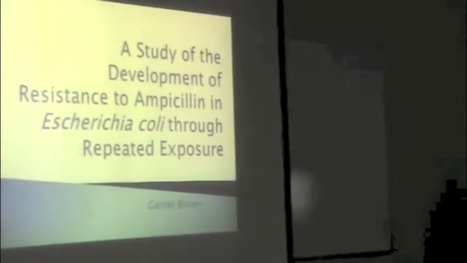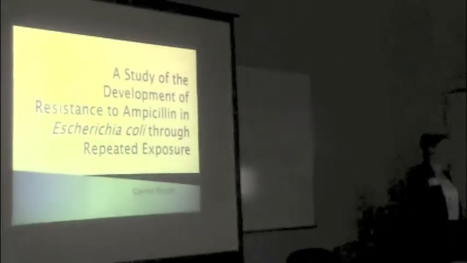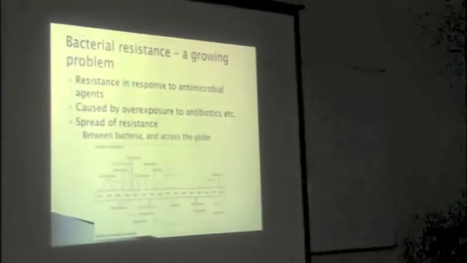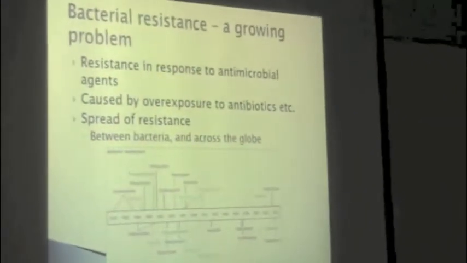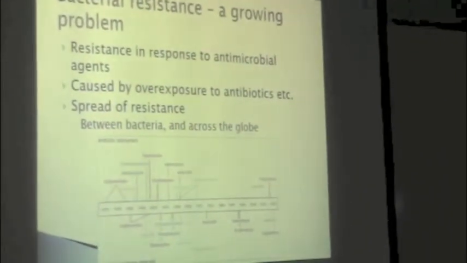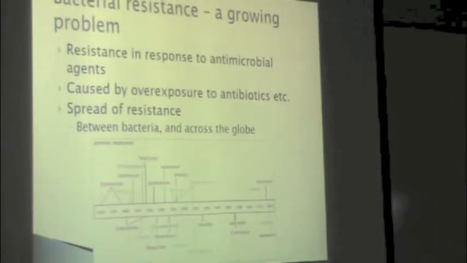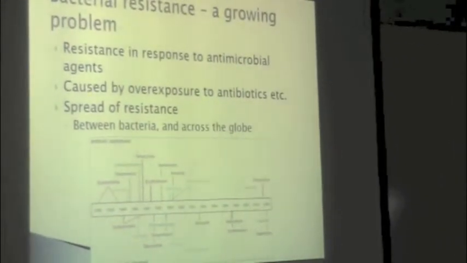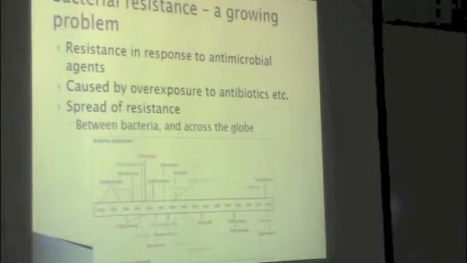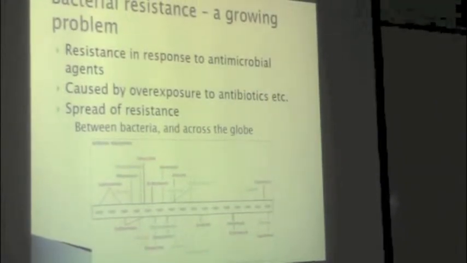Development of resistance to ampicillin in Escherichia coli through repeated exposure. Since Alexander Fleming first discovered penicillin in 1928, antibiotics have been used to treat a multitude of different bacterial infections, and very effectively. However, over time, the bacteria have been able to develop resistances to these antibiotics, and this is through several different methods.